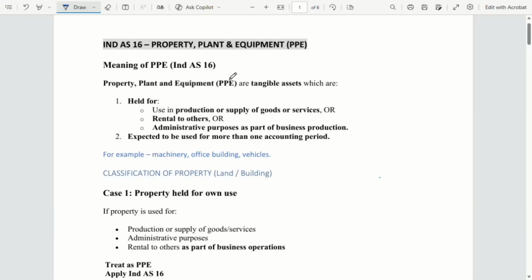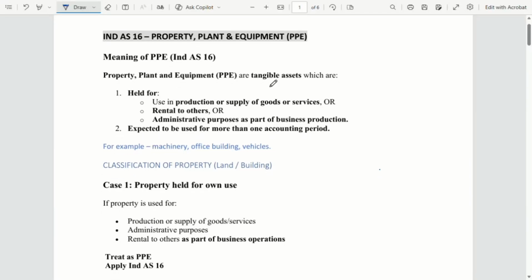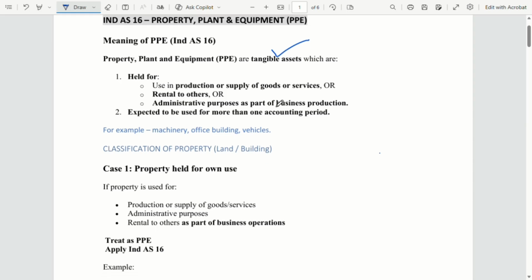AS 16. Okay, so property, plant and equipment are the tangible assets. Only tangible assets we're going to consider for Ind AS 16. So tangible assets which we are using for the production and the supply of goods and services, like machinery we use in production, right? And then supply of goods and services, we can take an example of vehicle. So vehicle we use for the supply of goods or services. So machinery, vehicles, this will be classified under Ind AS 16.